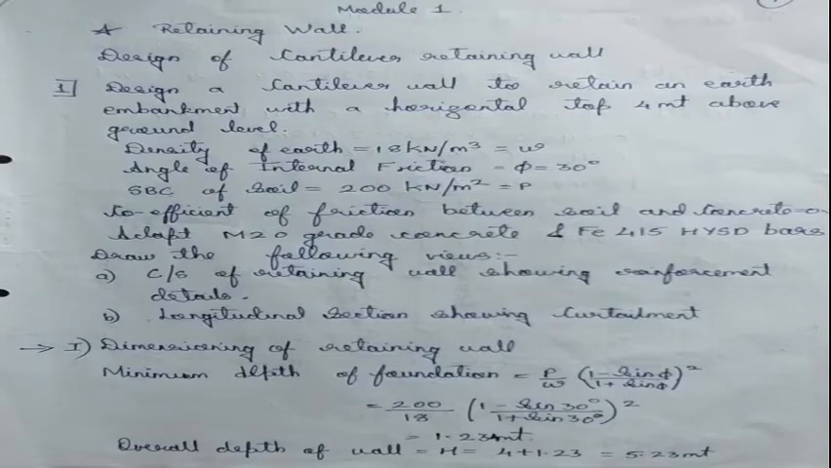There are two modules, module 1 and module 2. Module 1 deals with design of RCC structures and module 2 deals with design of steel structures. The prerequisites for these subjects are nothing but design of RCC structures and design of steel structures. Today we will start with module 1, which deals with design of RCC structure. As I said, the prerequisites are there for this subject.